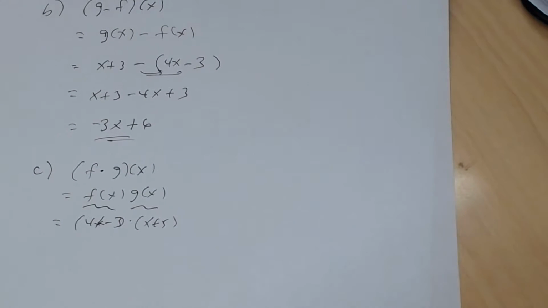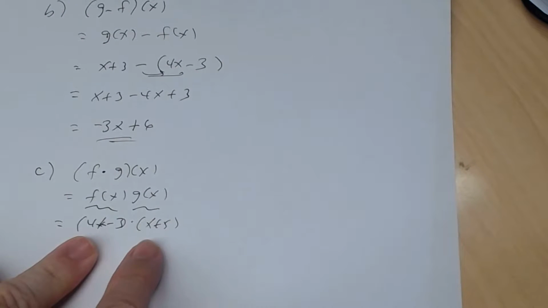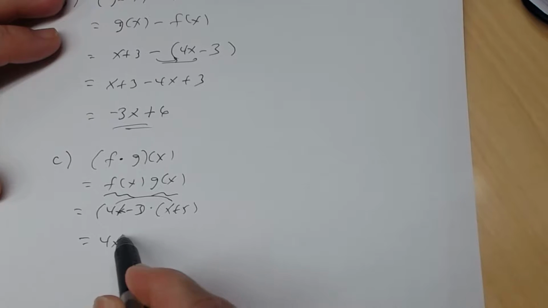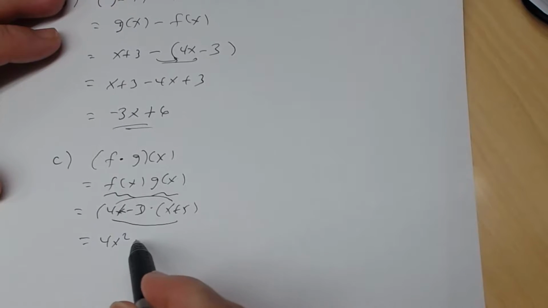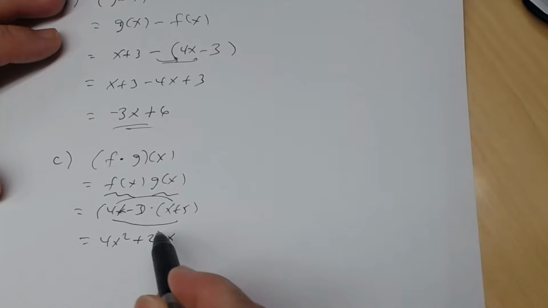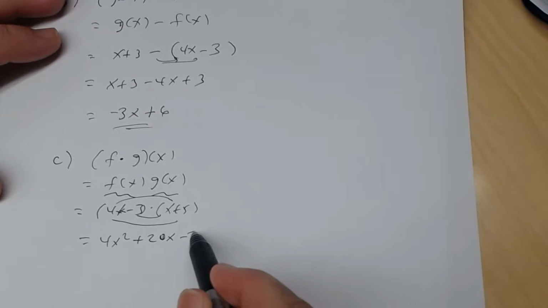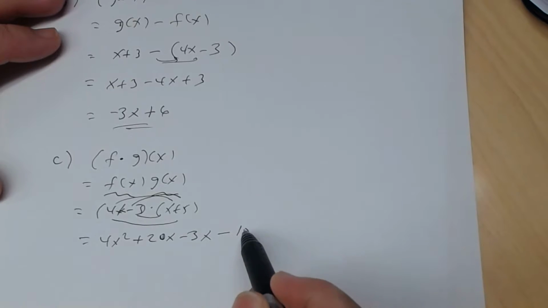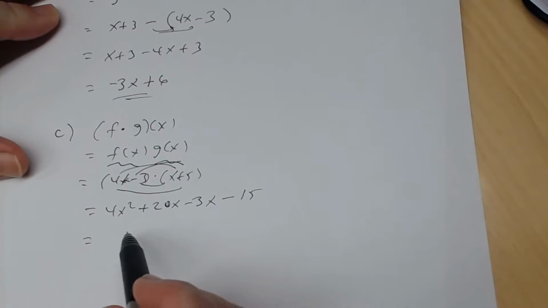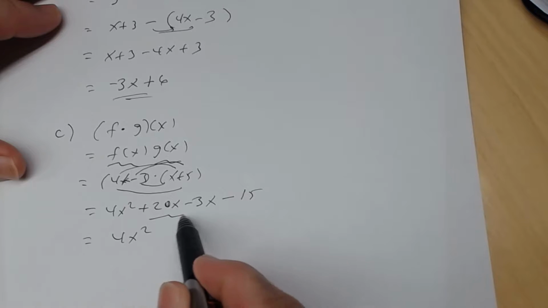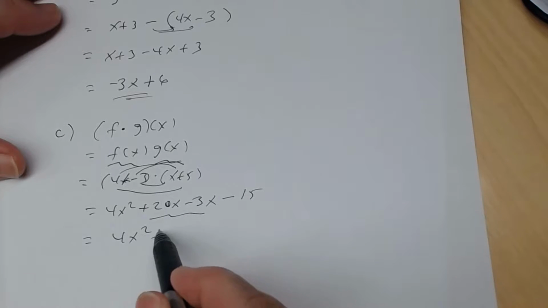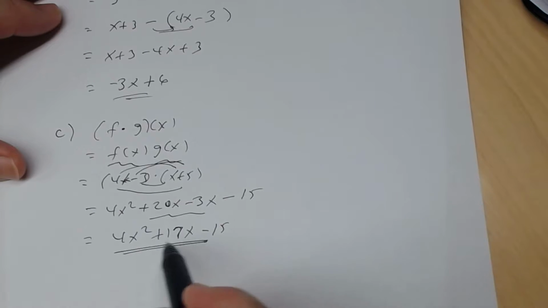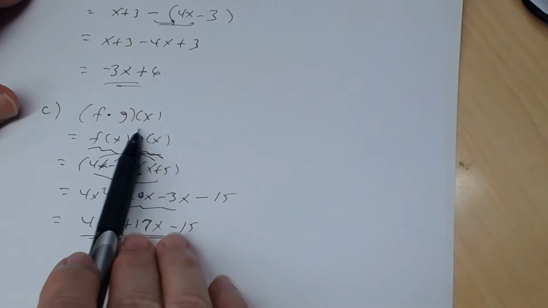Now remember though, to multiply these two binomials, I can go directly to the FOIL method. So 4x times x is 4x squared. The outer, 4x times 5, is a 20x. The inner, negative 3 times x, is a negative 3x. And the last, a negative 3 times 5, is a negative 15. And then combine like terms, I get 4x squared. 20x minus 3x is 17x, and then minus 15. And so that is the new function for f times g at x.